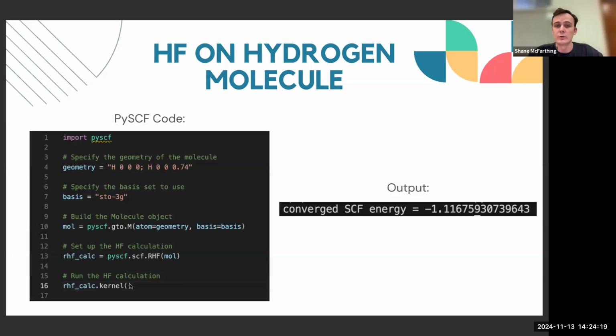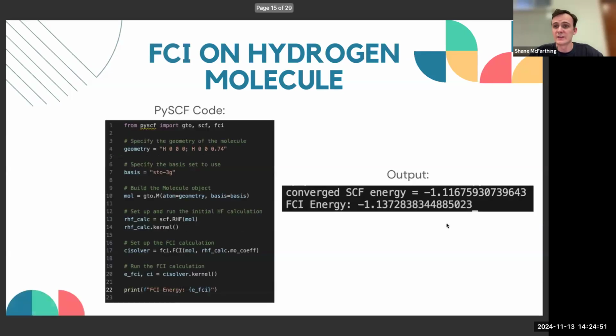When you run with the .kernel or .run, it will run the SCF cycles until the energy is converged. Every iteration, it changes the orbitals until either the energy or the orbitals no longer change. And we have an example of the kind of output from this Hartree-Fock function on the right. For the hydrogen molecule, when you run Hartree-Fock, the energy that it returns is minus 1.1167 Hartree.